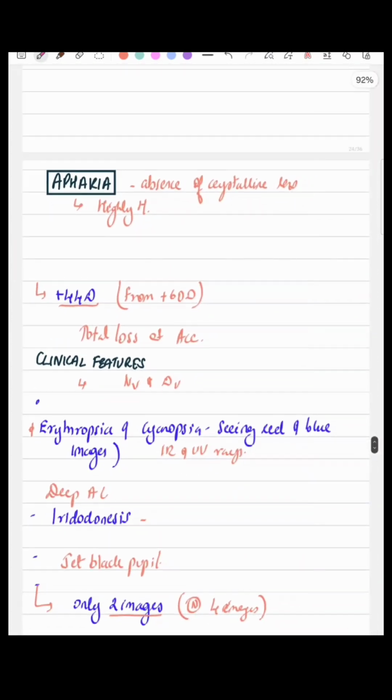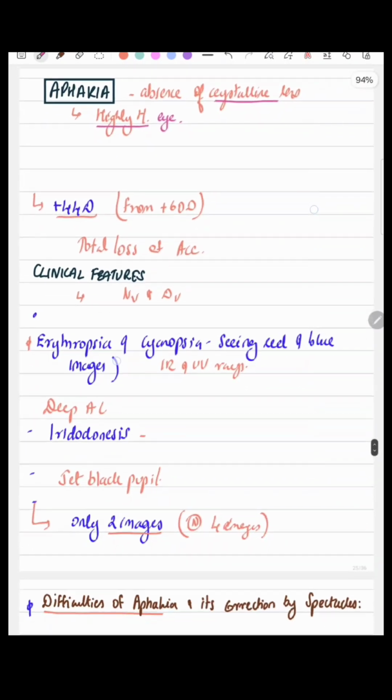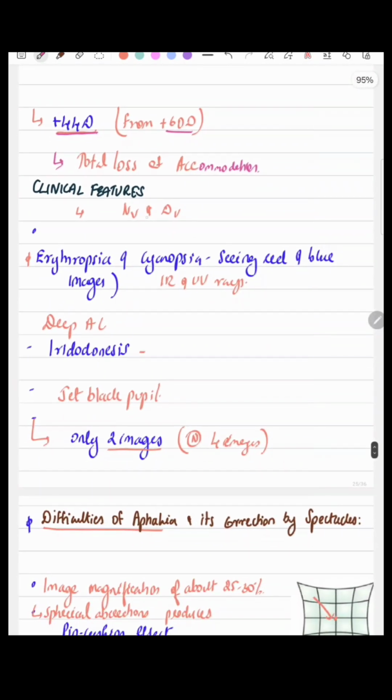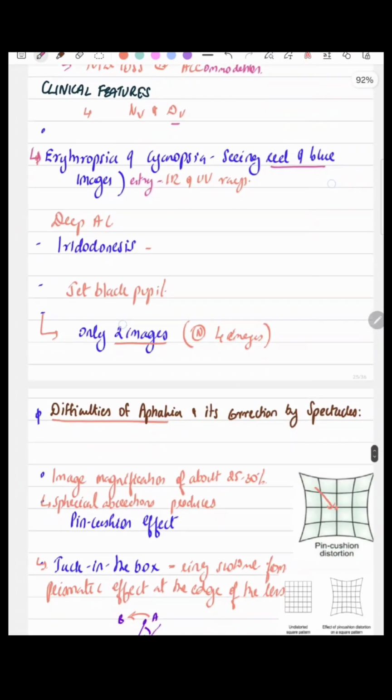Next is aphakia. Aphakia is defined as the absence of the crystalline lens. The patient will become a highly hypermetropic eye. Total power is reduced from +60 diopters to +44 diopters. There is total loss of accommodation in case of aphakia because of the loss of crystalline lens. Clinical features include diminution of both near vision and far vision. The patient can complain of erythropsia and cyanopsia, that is seeing red and blue images due to excessive entry of infrared and UV rays because of absence of crystalline lens.